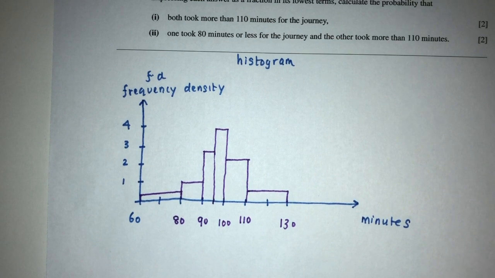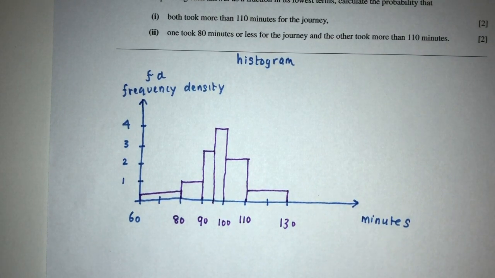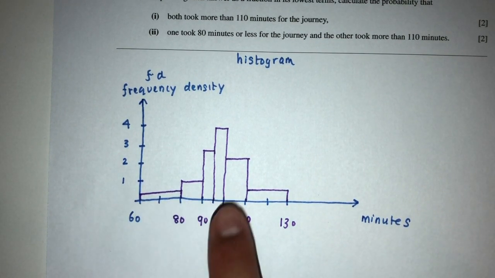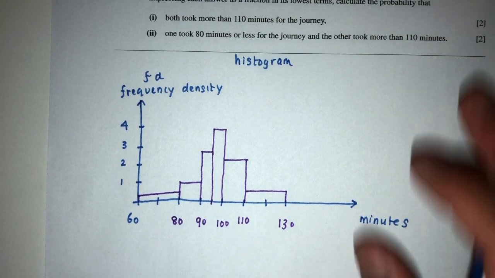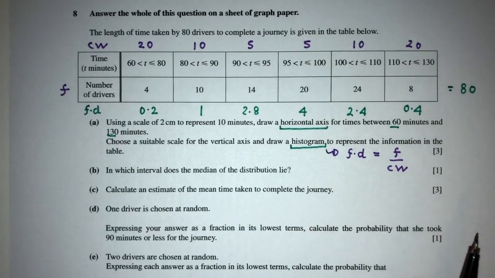Okay, so this is how your histogram will at least look like. And of course, you'll be joining them by straight lines. Unlike me, it's kind of curvy, but that's okay. But you get the idea. This is how you should draw your histogram. That is for part A of the question.